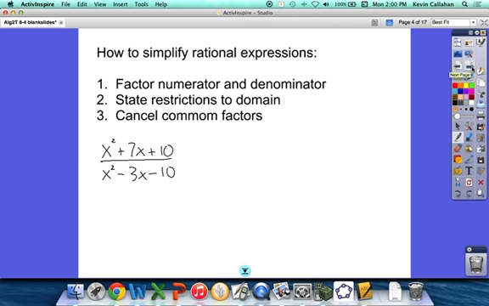Okay, now we move to a rational expression. So we only had 2 steps to simplify a fraction. Now we've got 3 steps to simplify a rational expression, because what did I have to add to this list? The restrictions part, right? We didn't have to worry about dividing by 0 when we just had numbers in the numerator and denominator, because those numbers were never 0. But now we do, because we've got variables in the denominator. So we've got to restrict the x values so that we don't divide by 0.